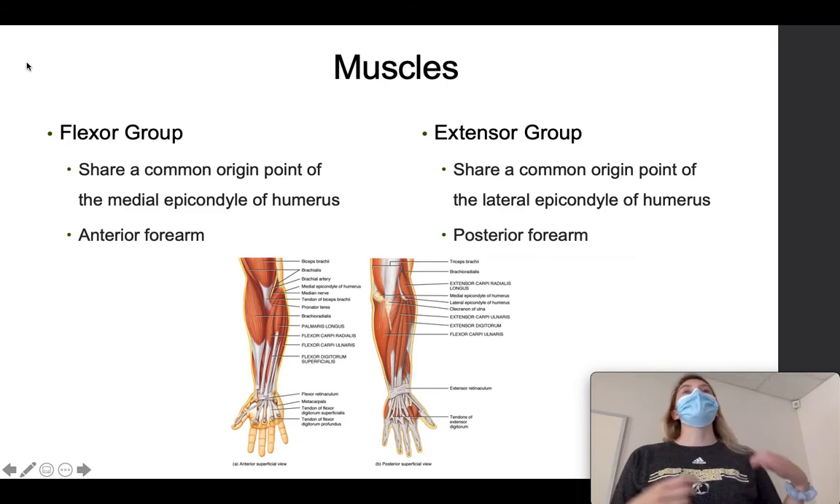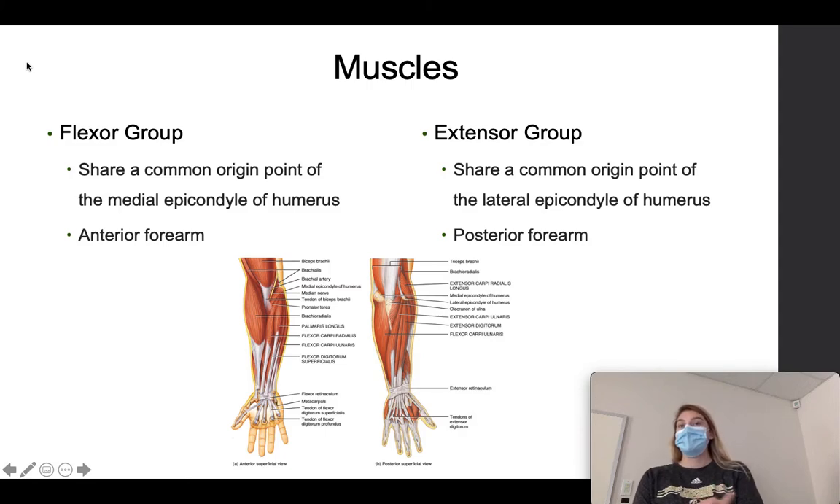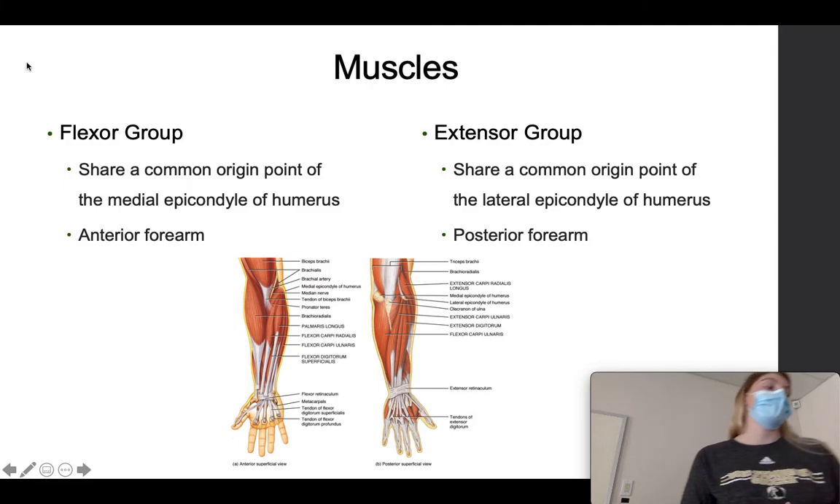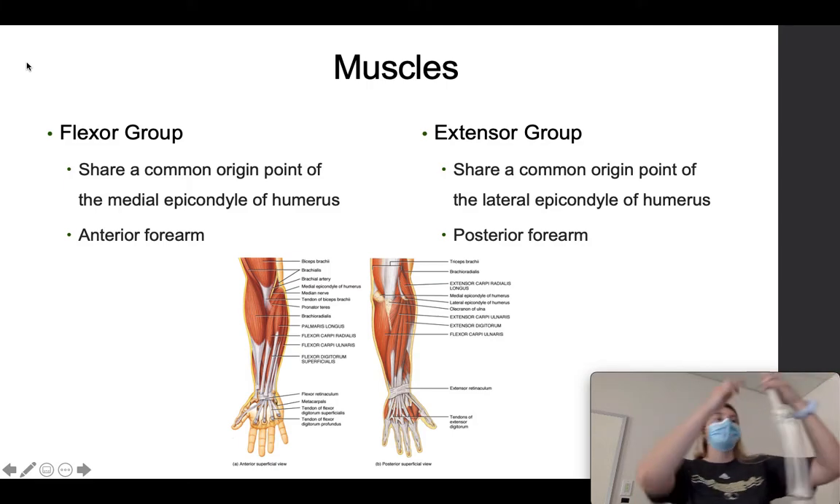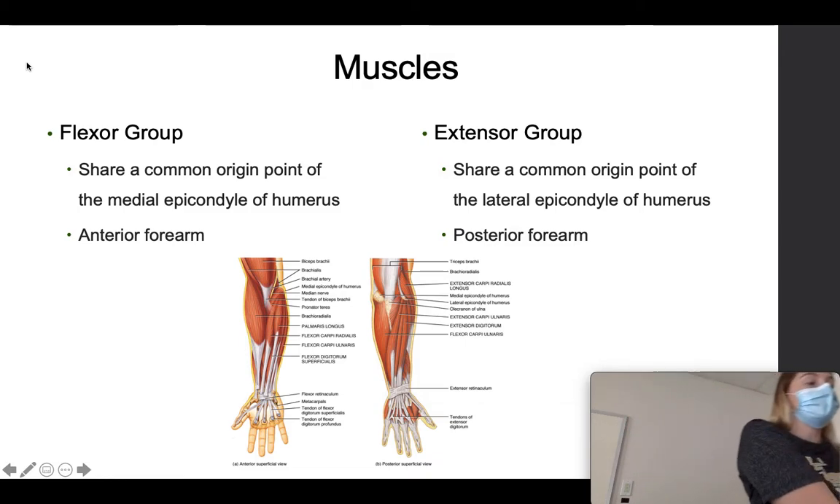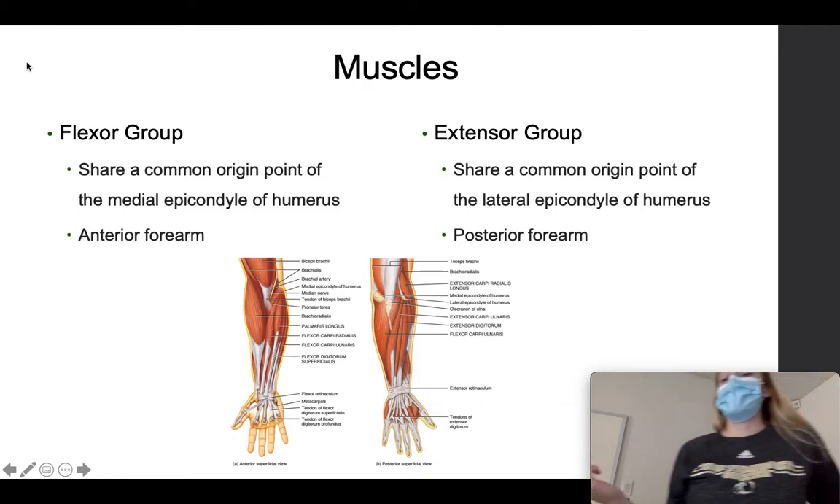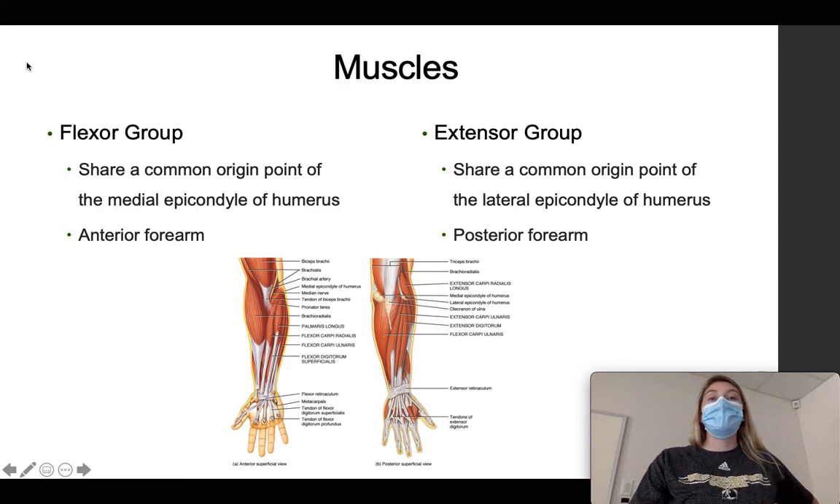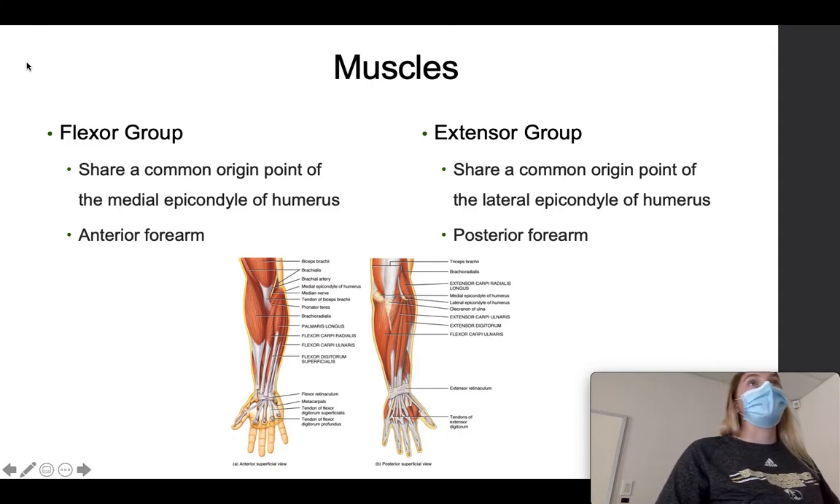While the extensor group is going to be all the muscles on the posterior forearm, and they're going to share a common origin point on that lateral epicondyle of the humerus. So on the smaller, less pointy side. So that's what causes that lateral epicondylitis. So if you ever are having to identify and you don't really know what it does, figure out if it's on the anterior side, figure out if it's on the posterior side, and then you should at least be able to figure out flexion or extension.